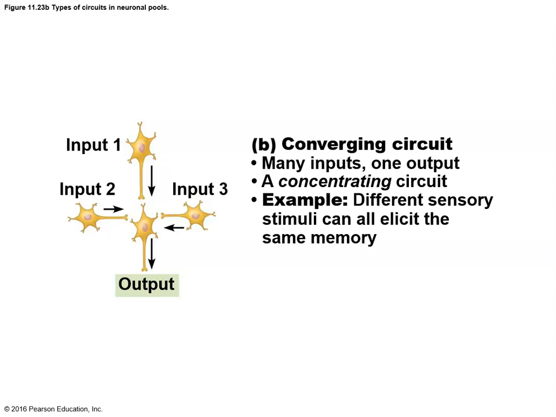Odds are your stronger memories have multiple different components to them, so each one of those components would be an input. And any one of them, if you were to experience that particular piece, could trigger that particular memory as an output. If multiple of those stimuli are present at the same time, you are much more likely to get that output.